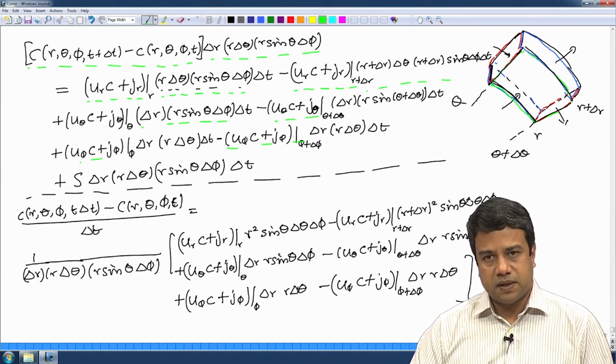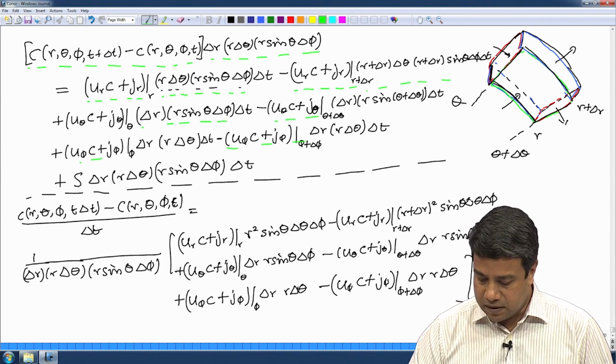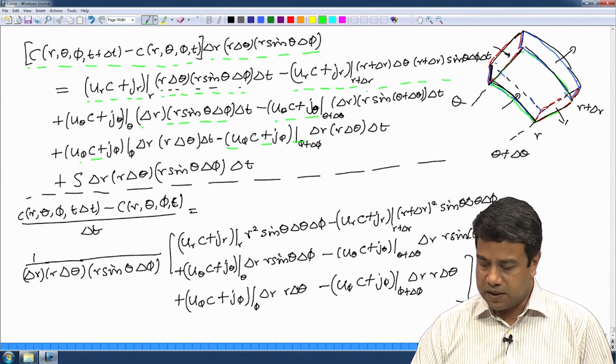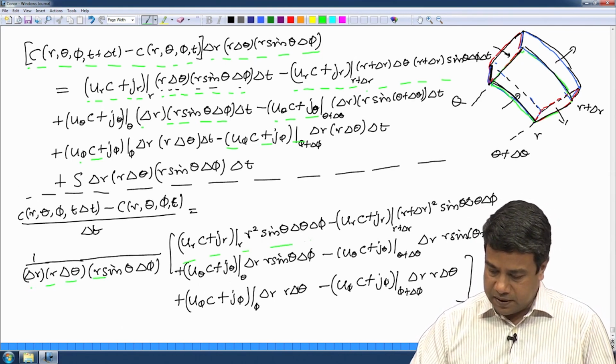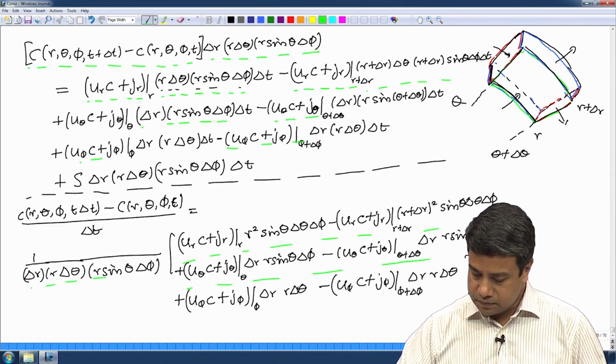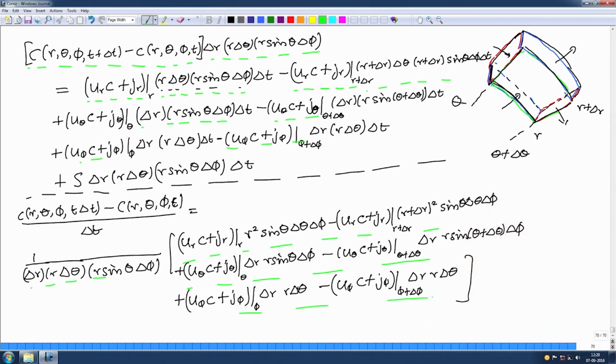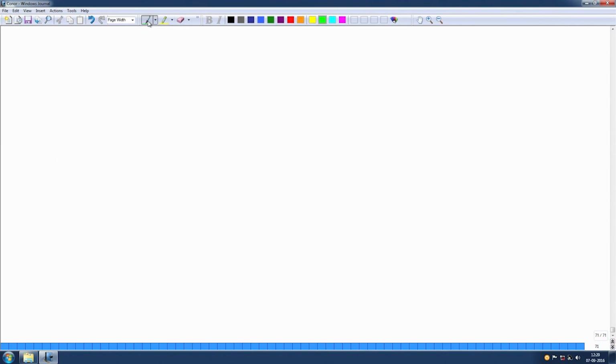We had taken this and we had divided throughout by the volume times the time, and we had got an equation of this form. Now, I will simplify this equation. The left side is as it is.